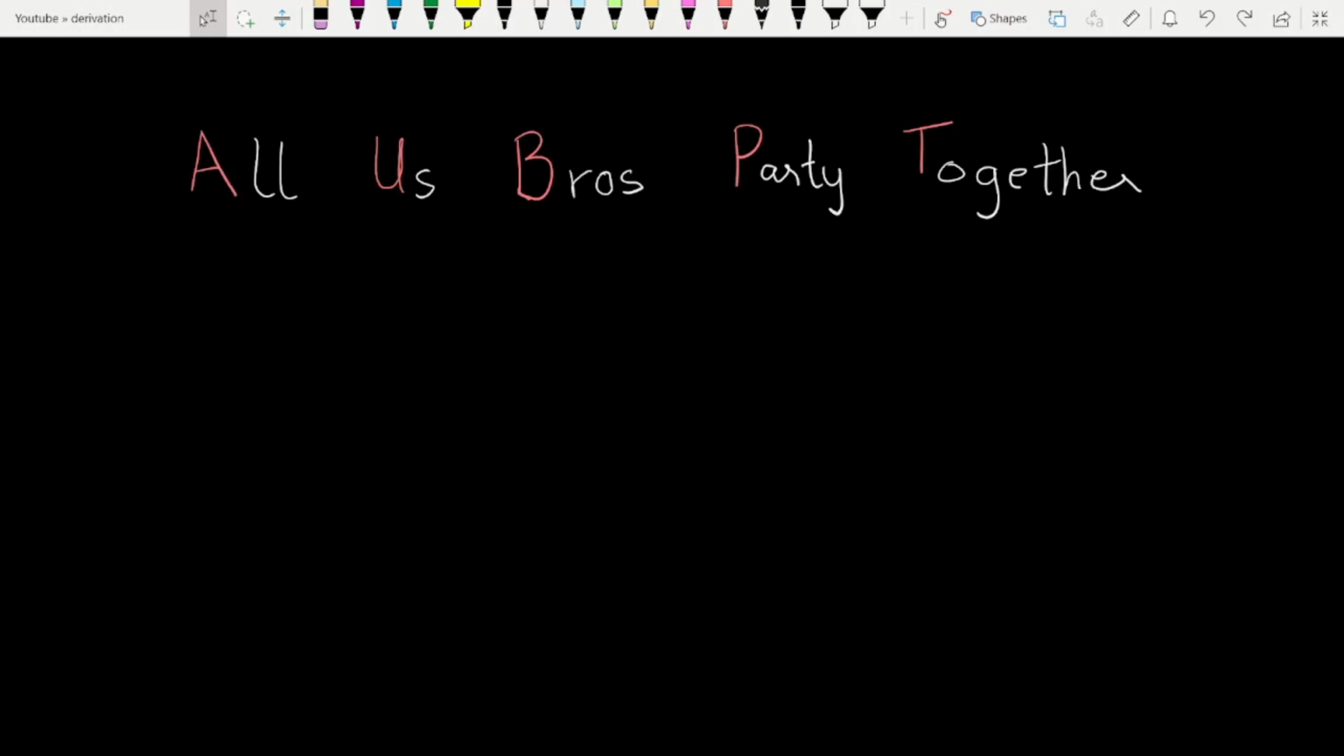We're basically going to learn about these 5 integration techniques, and I have this mnemonic which is called "all us bros party together," which is going to include all of the techniques we're going to use. So with this A, you get your algebraic techniques, so you get your algebraic manipulations, or algebraic methods. With the U, in the us, you get your u-subs, or your u-substitution, whatever you want to call it. I like to call it u-sub for short.